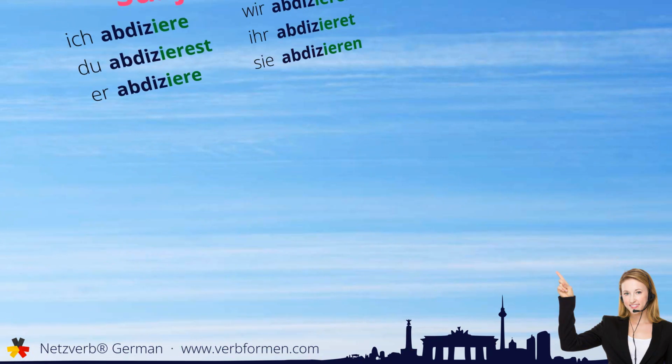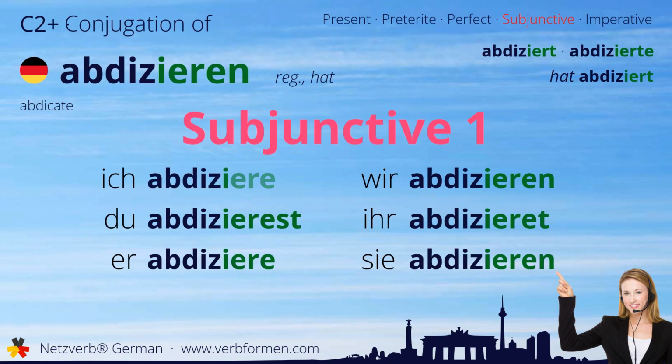Next up is the subjunctive one. Ich abdiziere. Du abdizierst. Er abdiziere. Wir abdizieren. Ihr abdiziert. Sie abdizieren.